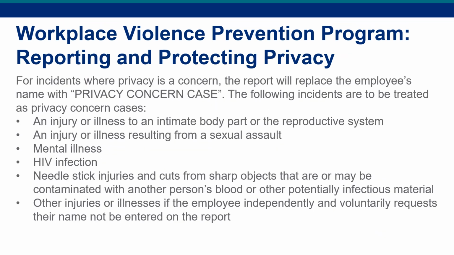For instances where privacy is a concern, your report form does not need to have the employee's name on it. Instead of the employee's name, you will write privacy concern case. The following instances will be treated as a privacy concern case: an injury or illness to an intimate body part or reproductive system, an injury or illness that results from a sexual assault, mental illness, HIV infection, needle stick injuries and cuts from sharp objects that are or may be contaminated with another person's blood or other potentially infectious material, other injuries or illnesses if the employee independently and voluntarily requests that their name not appear on the report. However, if you withhold your name from the report, you must still notify the Director of Personnel Development that this was you, so they know who to report to for follow-up.